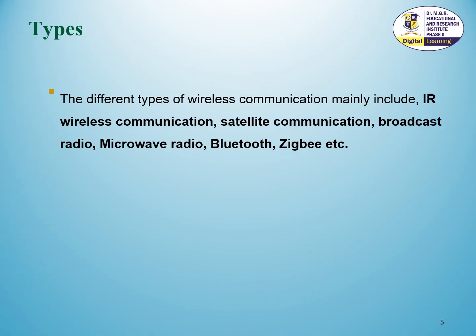The different types of wireless communication. Now we look at different kinds of communication types: infrared wireless communication, satellite communication, broadcast radio, microwave radio, Bluetooth, and as well as Zigbee. Let's see each one by one.